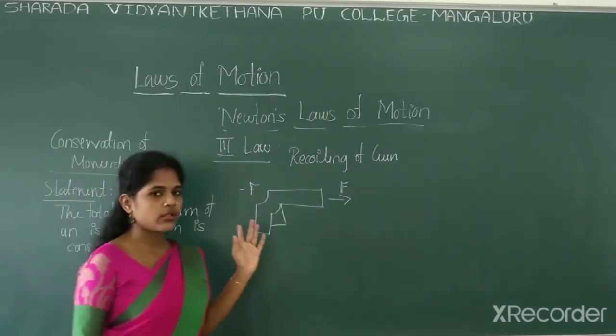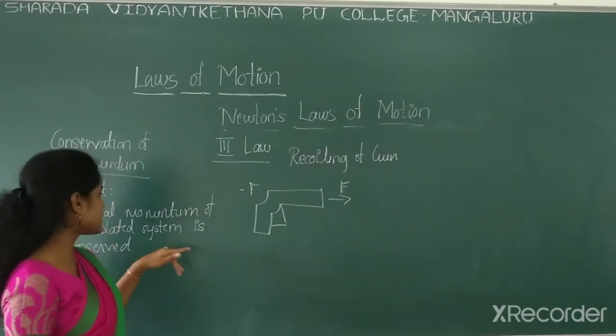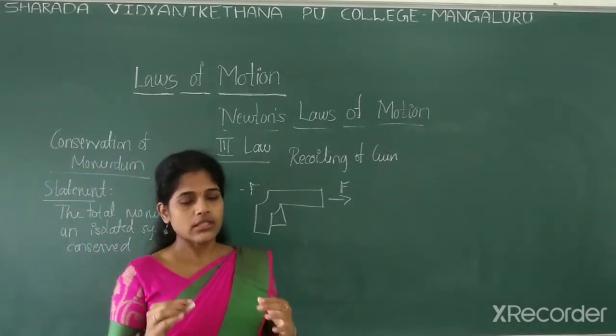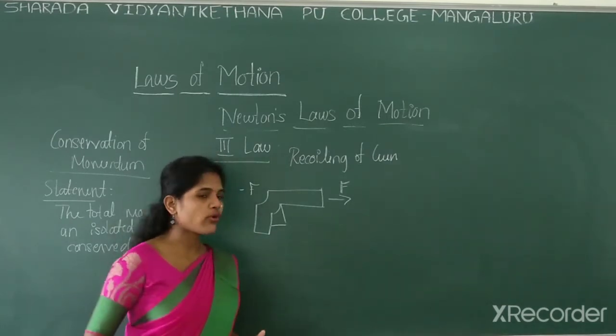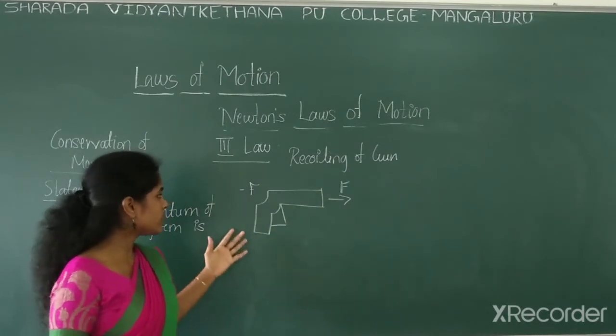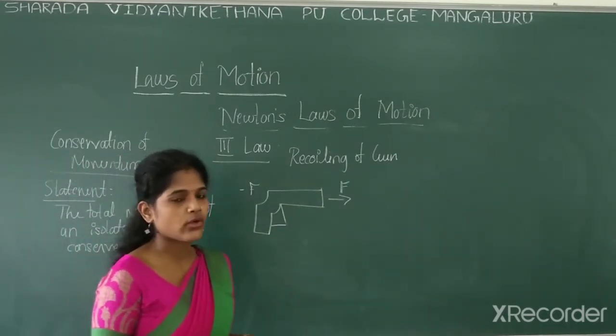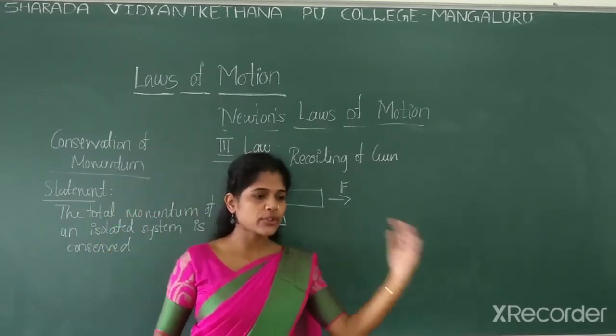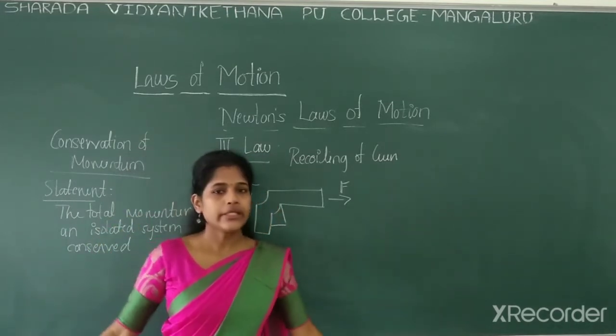Okay, so you can give one more statement, that is, the total momentum of the interacting particles is conserved. So there we have to give the example of colliding particles that we will see later. Now in this system we will see how the momentum is conserved, or how the momentum is constant before the process and after the process, how the momentum will be equal.